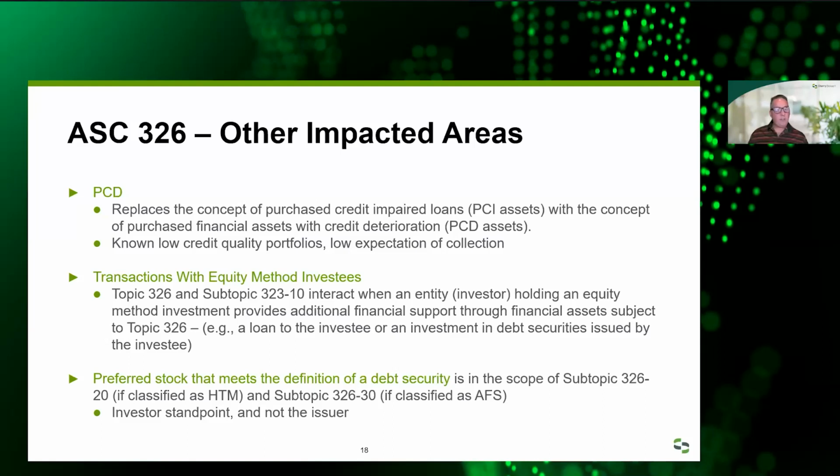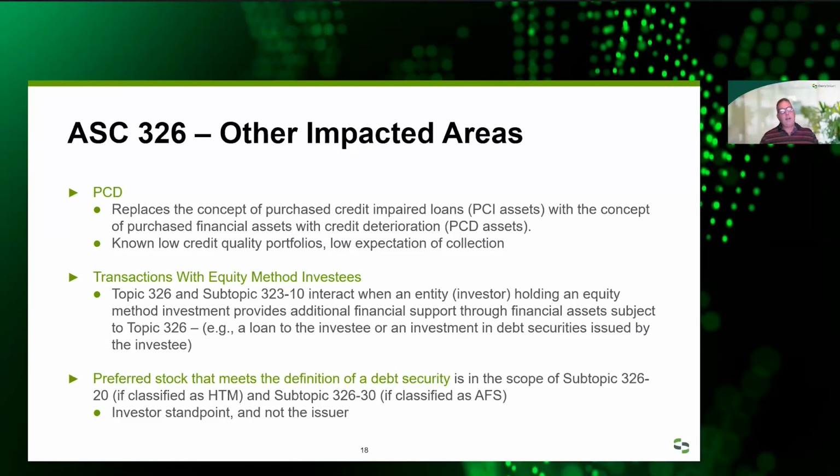So other things that folks should be aware of, and I don't want to call them one-off things, but they're not as common. PCD. So the standard replaces the concept of purchase credit impaired loans, PCI, with PCD. There are companies out there that buy known low credit quality portfolios with a very low expectation of collection. Those are in 326 with their own model, but not under the same model as notes receivable and AR, but just know they're in the scope.